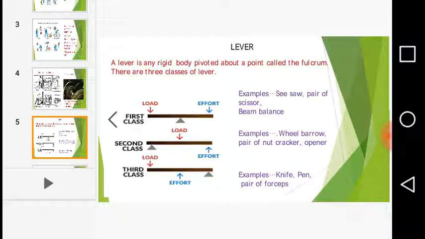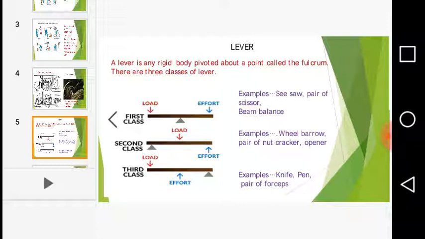Knife, pen, a pair of forceps are good examples of third-class lever. So we are saying that a lever is any rigid body pivoted about a point called the fulcrum, and there are three types of levers.